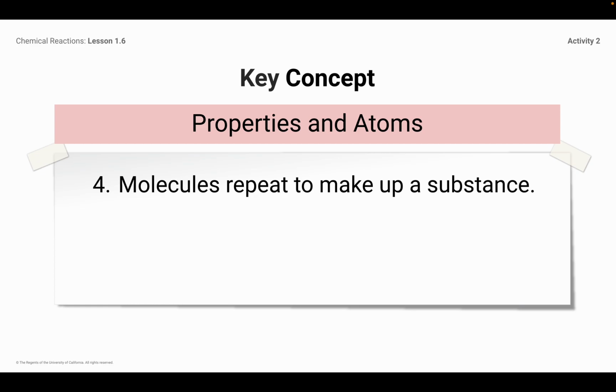And then key concept 4 says molecules repeat to make up a substance. Again, I'm not saying you don't know this, but it's important for us to zoom in and really understand what things are made of. They're made up of repeating groups of molecules. They make up a substance. All right, so that should be your first page of your notes.